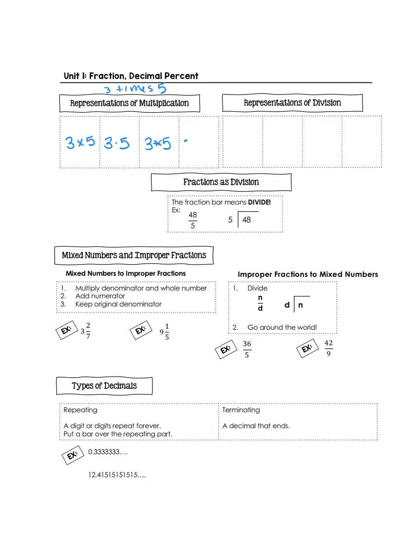And then my favorite, 3 times 5 with the parentheses. When there's no symbol, that means multiply. So now ways to represent division.